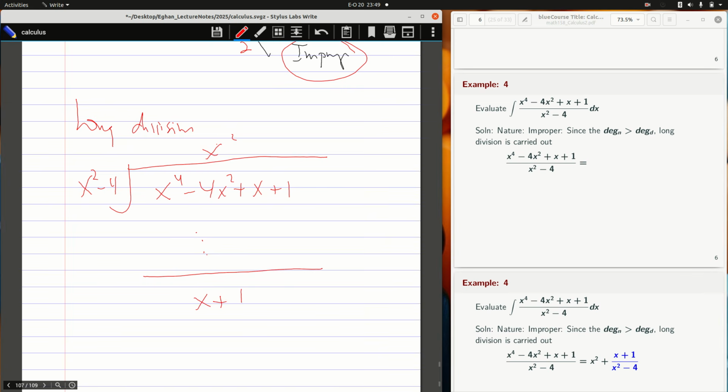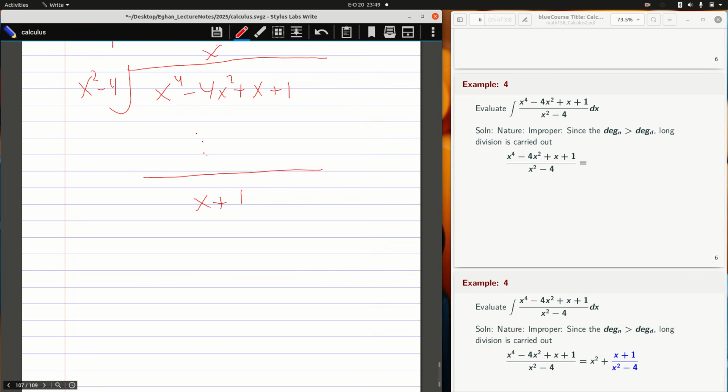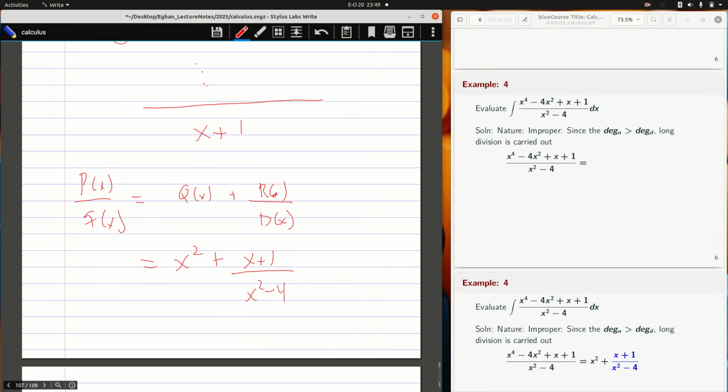That is the remainder. So for long division, p of x over q of x is the quotient plus the remainder over the divisor. The quotient I had is x squared, the remainder is x plus 1, and the divisor is x squared minus 4. Now you realize this becomes proper. This part is constant on its own, but the degree of the numerator is 1 and the degree of the denominator is 2. It's now a proper rational function.